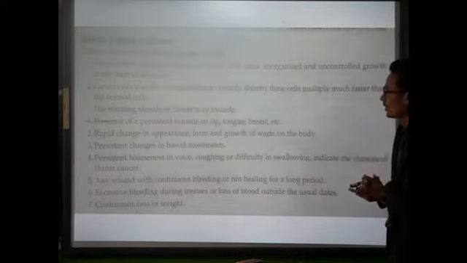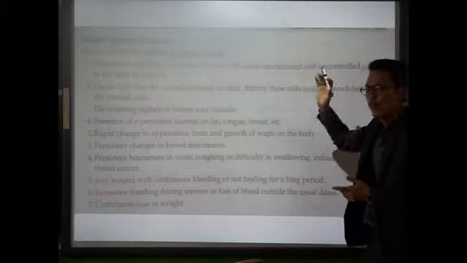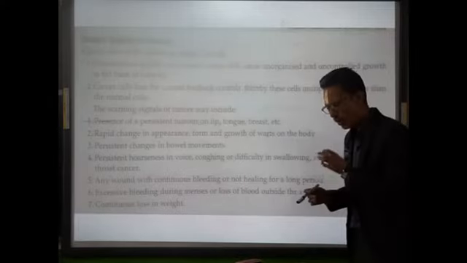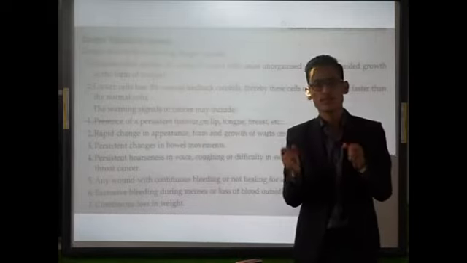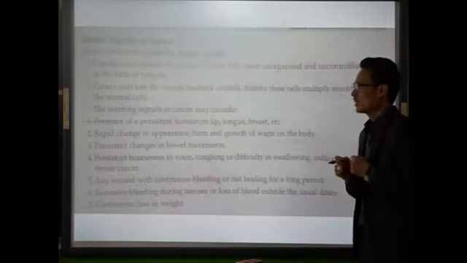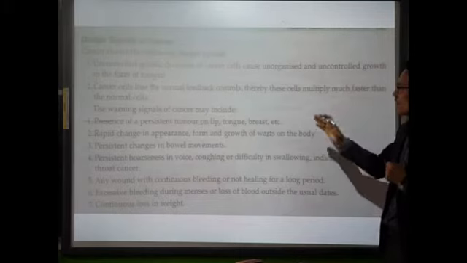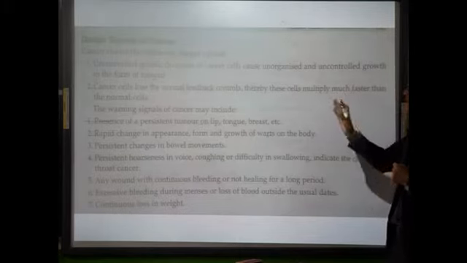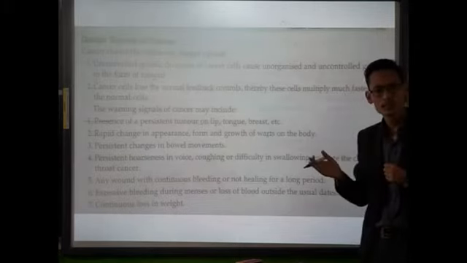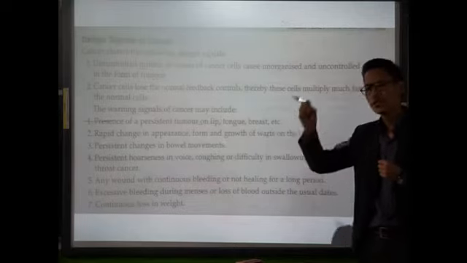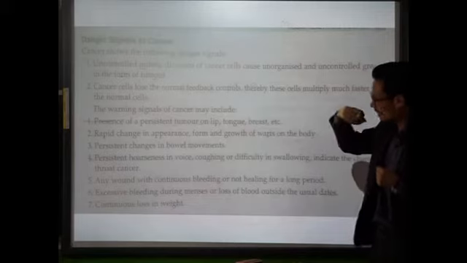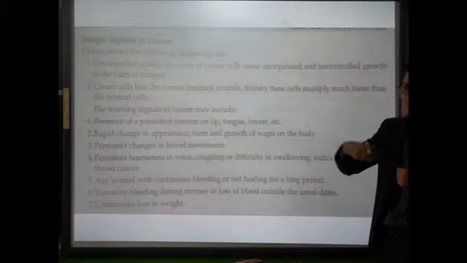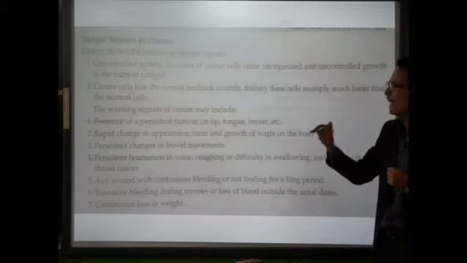Here we can say that the uncontrolled division of cancerous cells will ultimately lead to the formation of a tumor, a lump of cells. Cancer cells lack the normal feedback control, so these cells multiply much faster than normal cells. We have learned that there will be uncontrollable division of the cells, so the cancerous cells will keep on dividing in an uncontrollable manner.